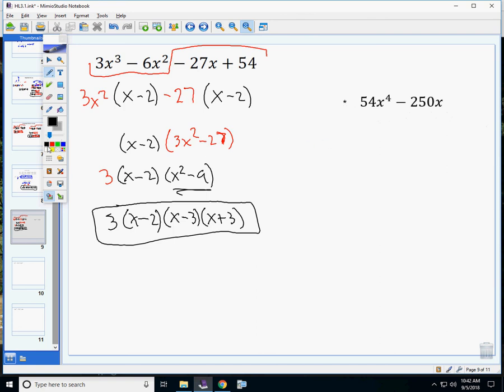And so here's another example. Again, we want to look for greatest common factor first. We didn't do it in this one, but we ended up having to pull it out later. So look for a greatest common factor. What will go into both 54 and 250? So I would pull out a 2, leaving you with, I would also pull out an x, because they both have x. So that leaves you with 27x cubed minus 125.